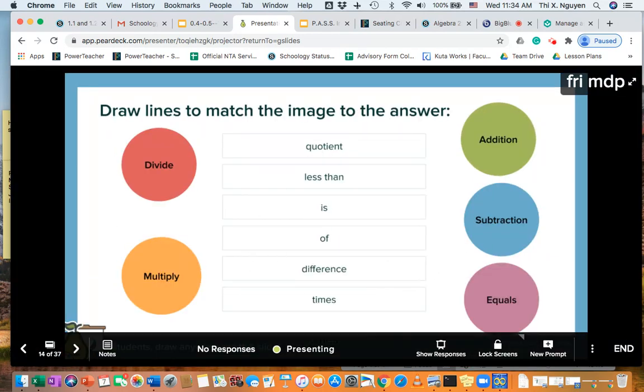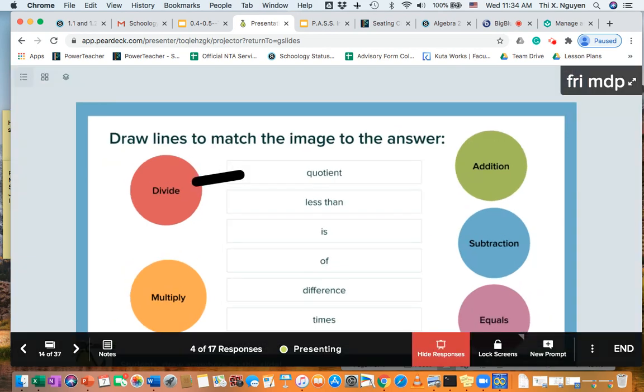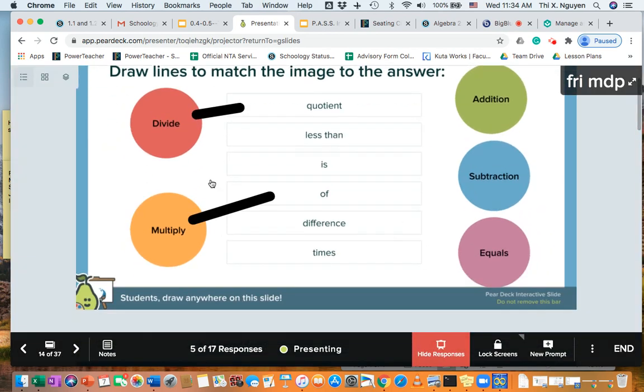Just quick review again. Draw the line to match the image to the answer. If I have divide, should I go to is? Should I go to quotient? Just kind of a quick summary of what we just talked about. Just keywords. So okay, this person has divide, quotient, multiply, off, good. Subtraction is difference, perfect. Times means what? We multiply, we equal, we divide. What is times? Okay.